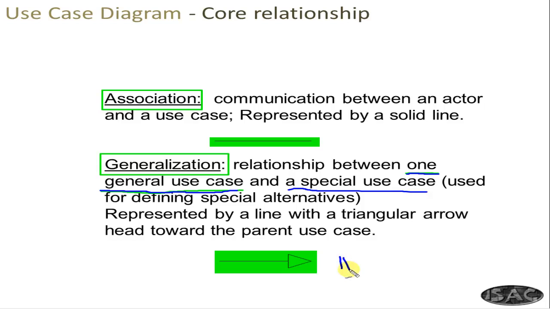So let me just repeat this relationship which is used in the use case diagram. It is called association, which is a communication between an actor and a use case represented by a solid line. Generalization is a relationship between one general use case and a special use case. It is used for defining special alternatives. It is represented by a line with a triangular arrow, and the head will be towards the parent use case.